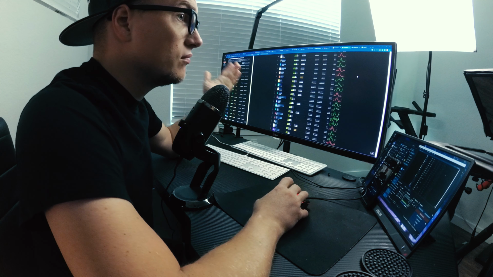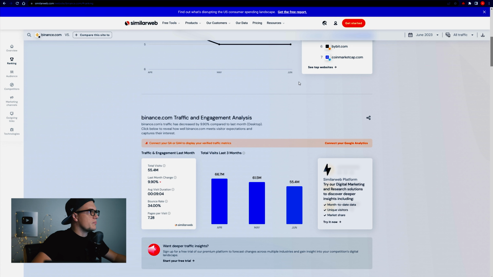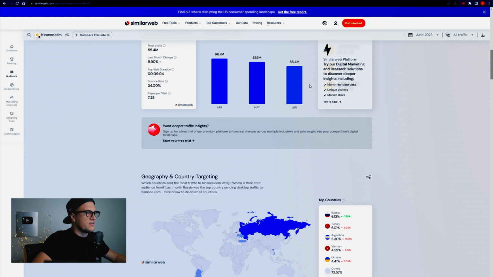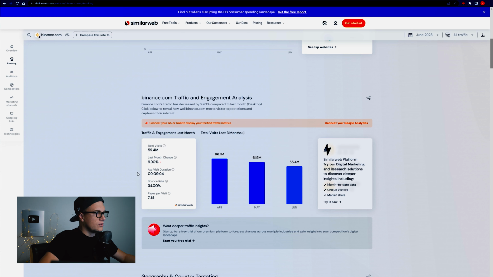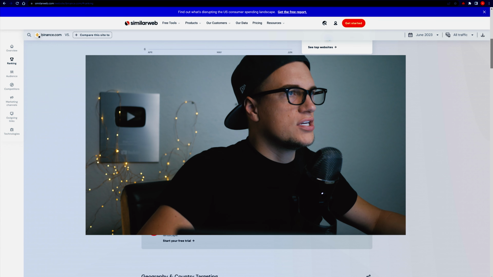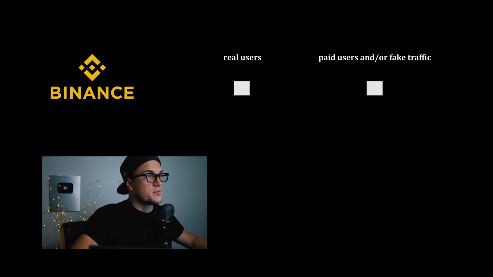Let's begin with the leading performer, Binance. According to SimilarWeb, Binance has around 55 million monthly visitors. On average, each visitor spends around 9 minutes on the website, and bounce rate is 34%. So Binance is legit. I'm going to mark it on my list as a legitimate exchange with legitimate traffic.